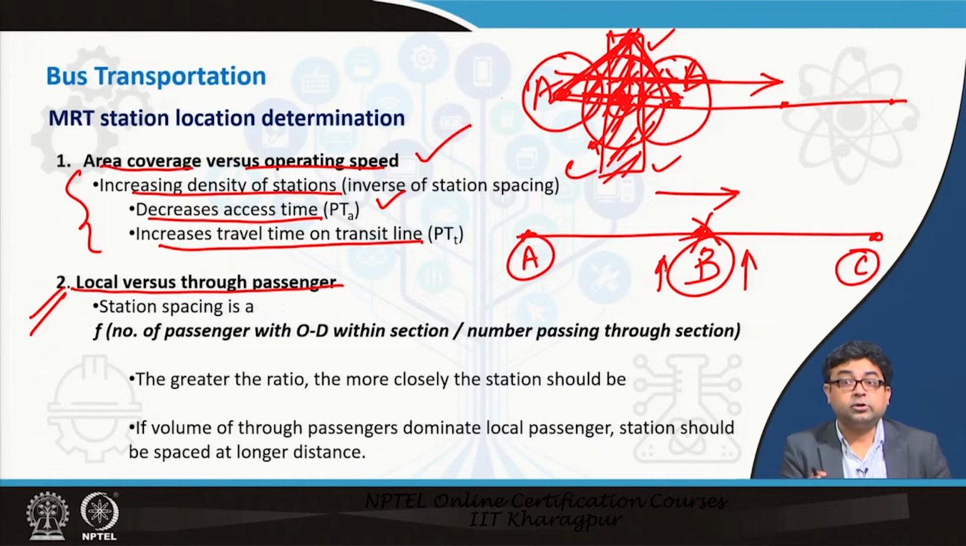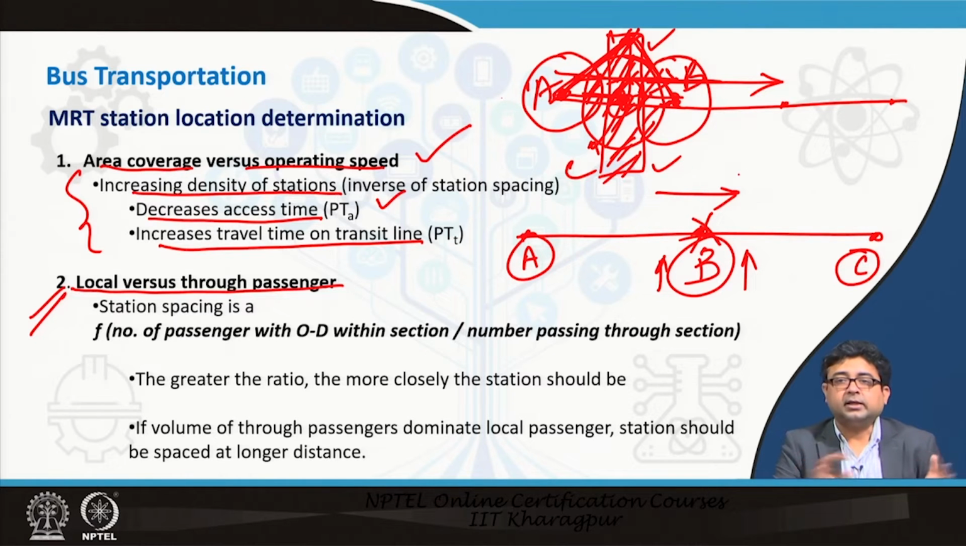They want the train to stop there, whereas you who is on board the transit line is a through passenger and you do not want the train to stop there, because stopping of a train means, for example, again increase in lost time, increase in the travel time on the line.